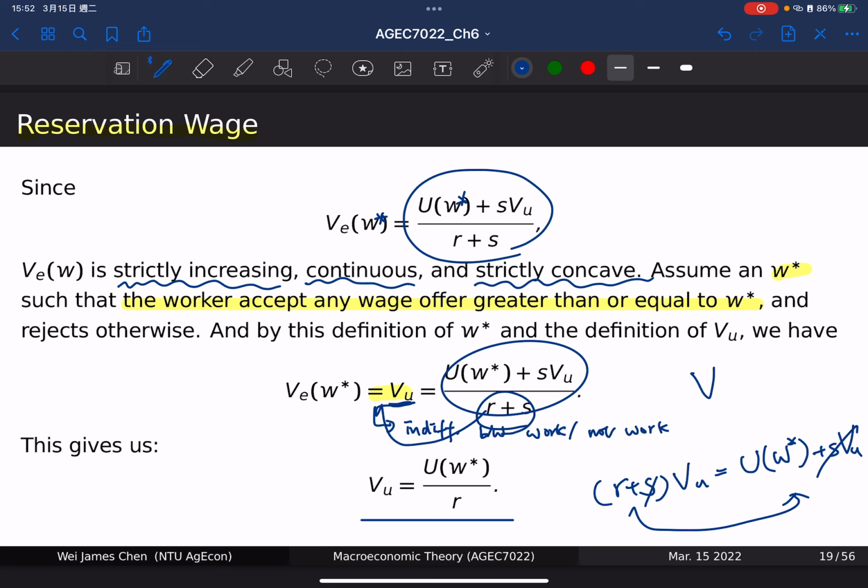Remember, R is the discount rate. W star is a constant that satisfies the definition I just described. U of W star is therefore also a constant. Here I show you VU is actually a constant.